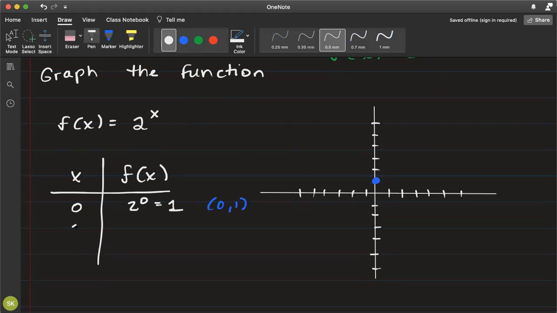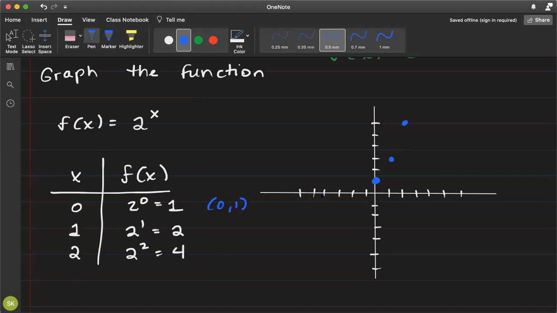Now let's put in another x. If I plug in 1, I get 2 to the 1, which is just 2. So I'm going to have the point (1, 2). Let's move that over a little bit. Now let's try something else. Let's plug in 2. So 2 squared is going to be 4. So I'm going to have the point (2, 4).